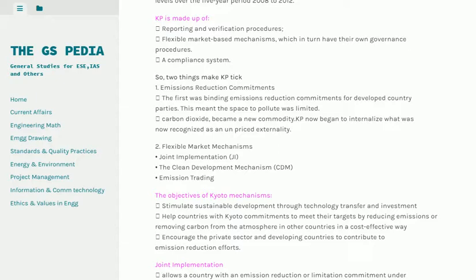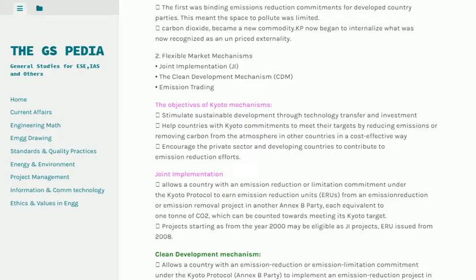Stimulate sustainable development through technology transfer and investment. Help countries with Kyoto commitments to meet their targets by reducing emissions or removing carbon from the atmosphere in other countries in a cost-effective way. Encourage the private sector and developing countries to contribute to emission reduction efforts.